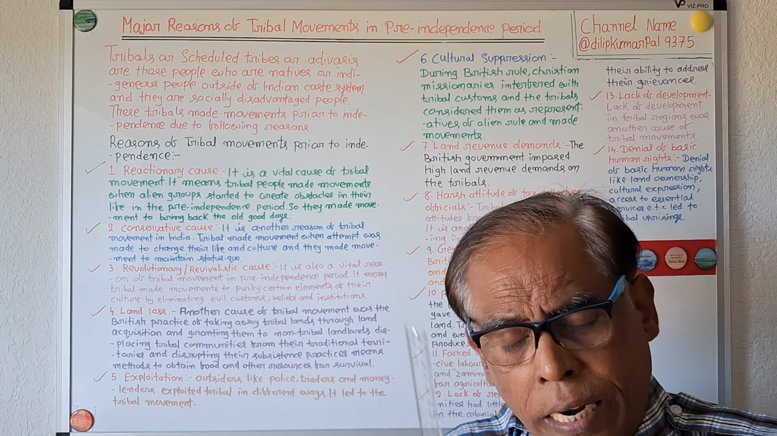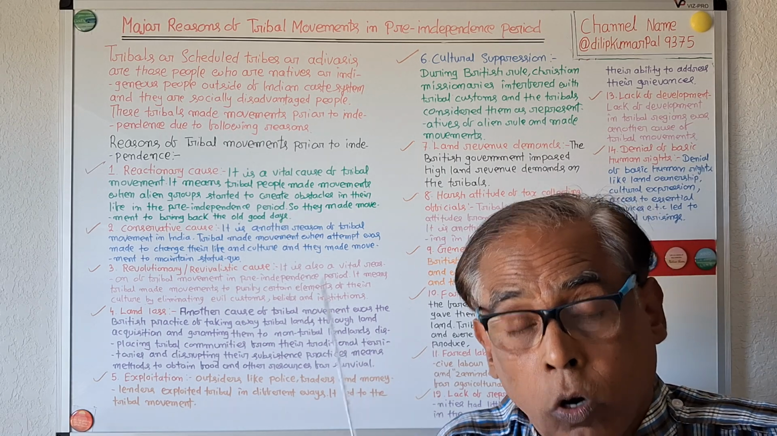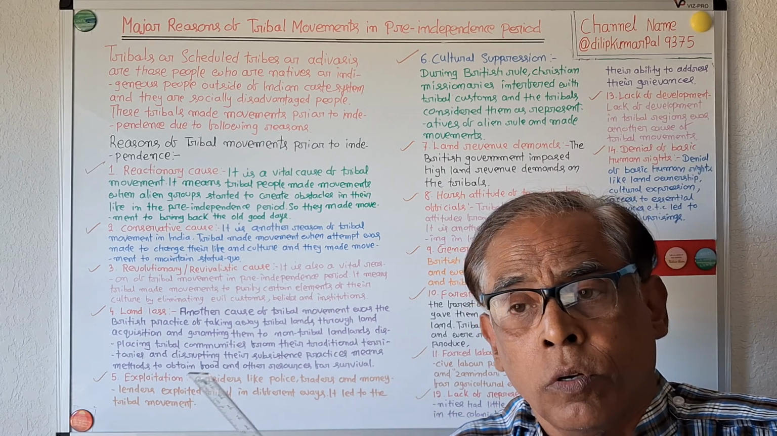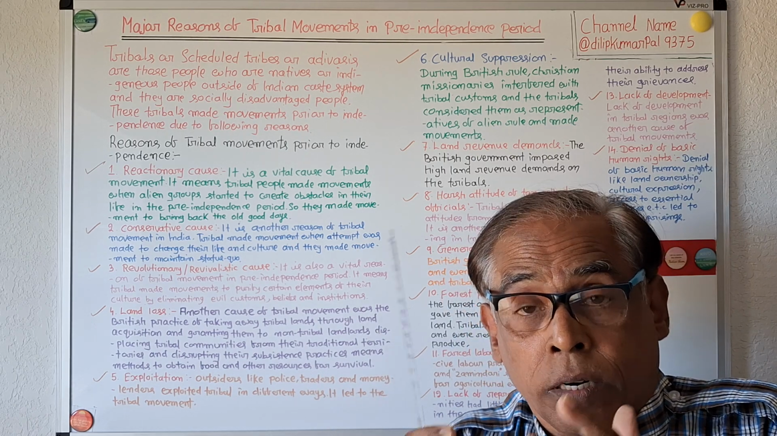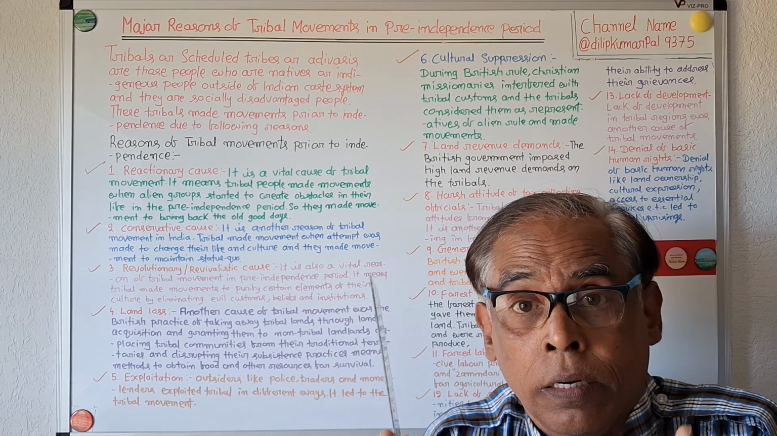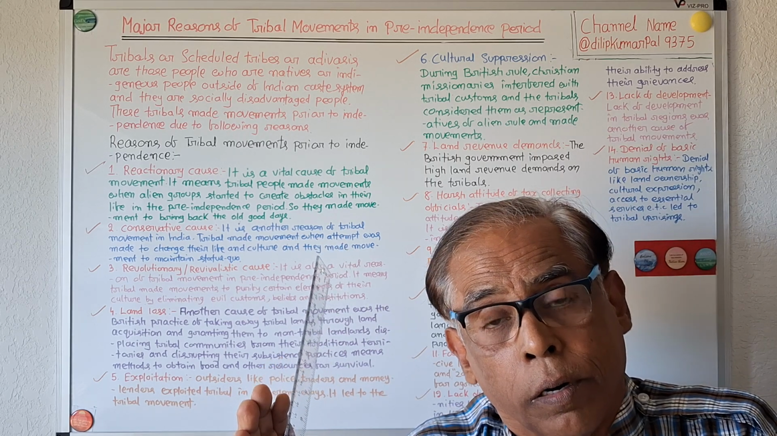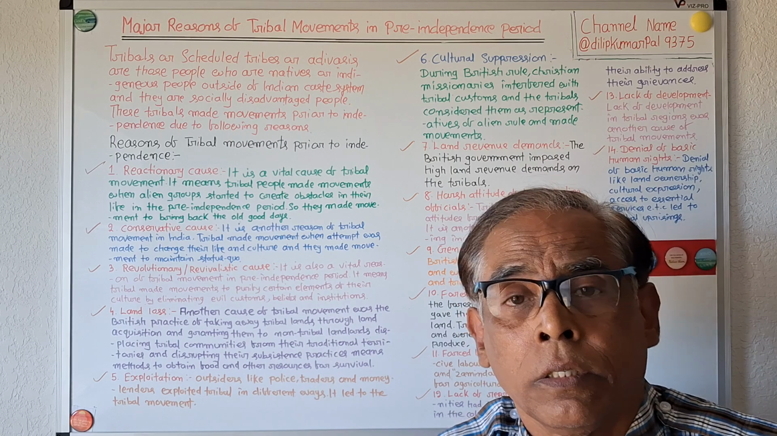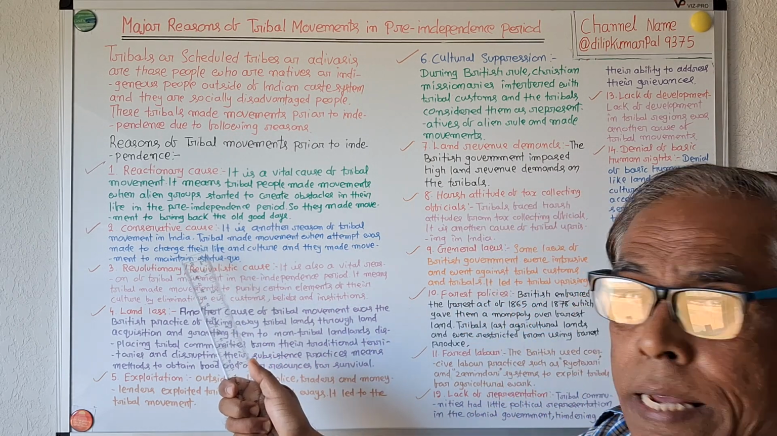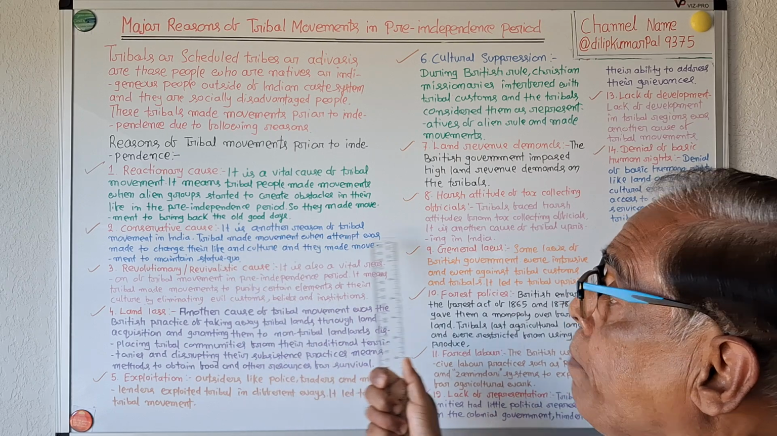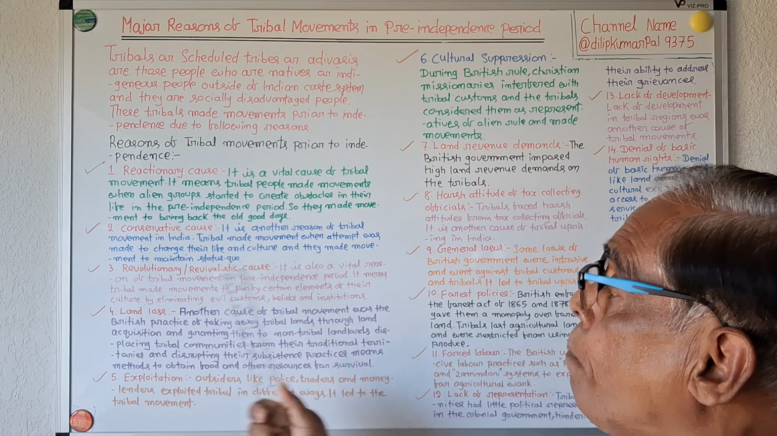Conservative cause is another cause of tribal movement prior to independence. Conservative cause means when outsiders wanted to change their life, but tribals made movement to keep up their culture and customs. Tribals made movement when attempts were made to change their life and culture, and they made movement to maintain the status quo.